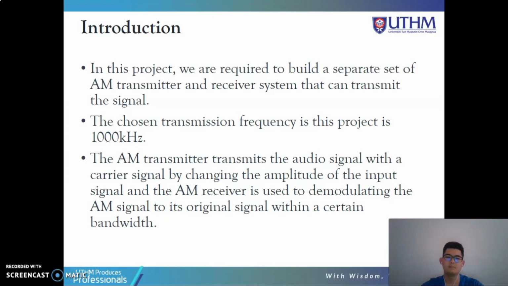The purpose of our project is that the AM transmitter transmits the audio signal with a carrier signal by changing the amplitude of the input signal, and the AM receiver is used to demodulate the AM signal to its original signal within a certain bandwidth.